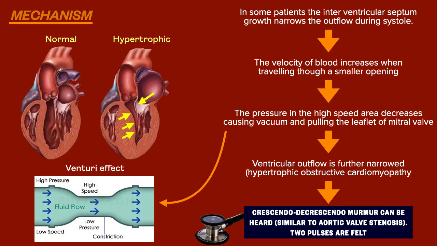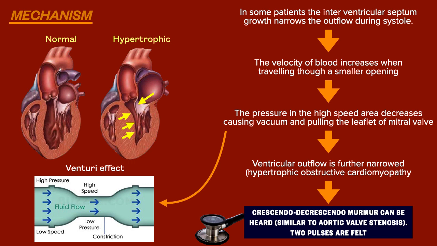In some patients, the muscle growth of the interventricular septum essentially gets in the way of the left ventricular outflow during systole. This increases the blood velocity through the smaller opening and pulls the anterior leaflet of the mitral valve towards the septum. This is called the Venturi effect, which further obstructs the left ventricle outflow, and for this reason, hypertrophic cardiomyopathy is sometimes called hypertrophic obstructive cardiomyopathy.